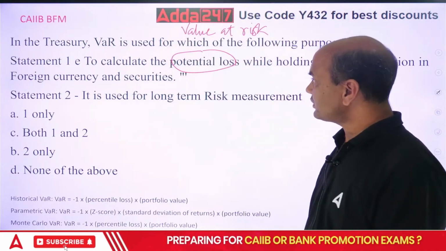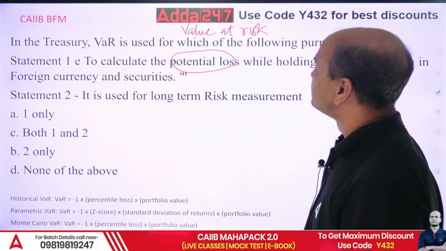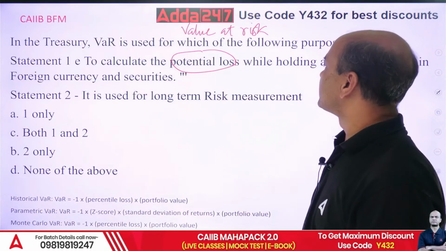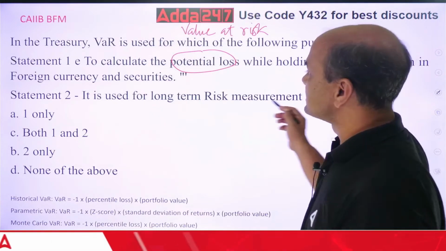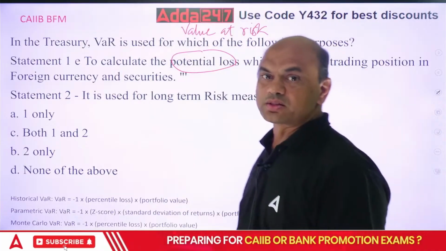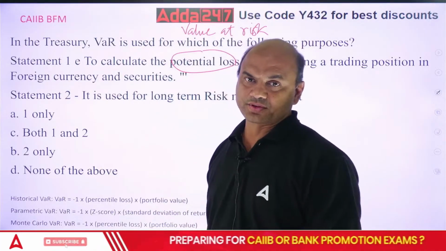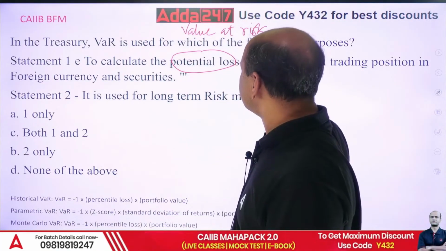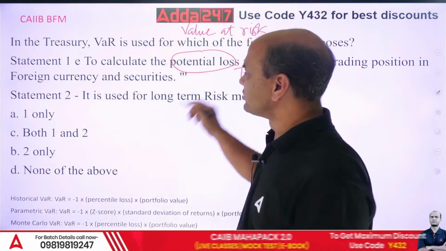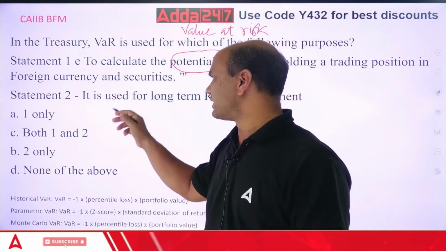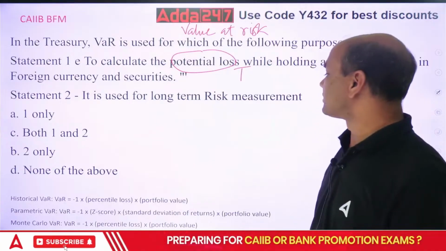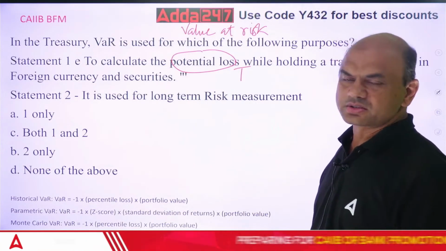So, which one is true? To calculate the potential loss while holding the trading position in foreign currency and securities. To calculate the potential loss. So statement 1 is true. Obviously statement 1 is true. What about the second one? It is used for long-term risk management. Is it used for long-term risk management?